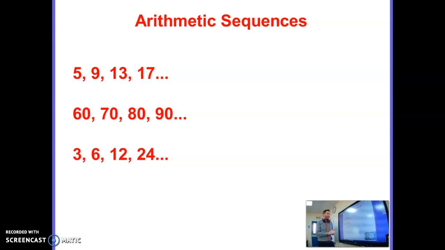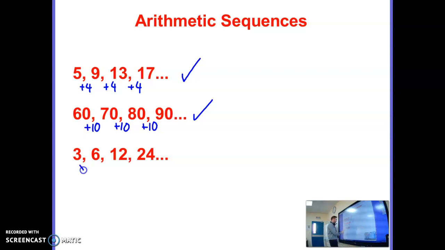This first one here is an arithmetic sequence. It increases plus 4, plus 4, plus 4. That is an arithmetic sequence. This second one is also an arithmetic sequence. Plus 10, plus 10, plus 10. And it could be going down by the same amount. It would still be an arithmetic sequence.